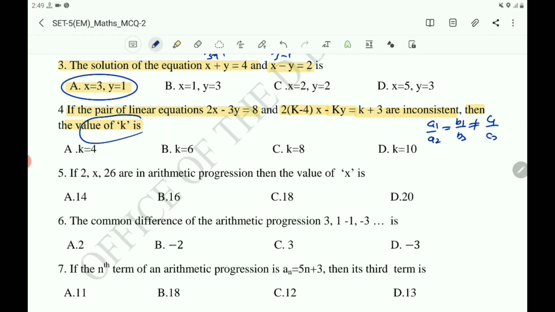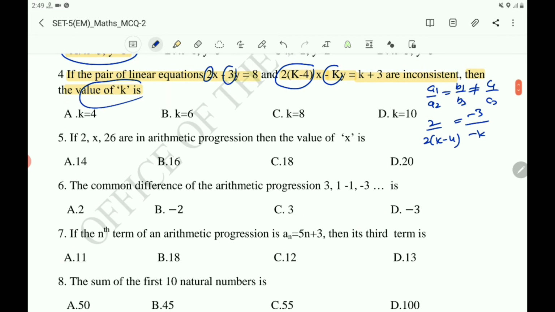Now here a1 is 2 and a2 is 2 into (k minus 4), b1 is minus 3 and b2 is minus k. Now let us solve for k. Do the cross multiplication. It becomes minus 2k into minus 3 into 2 is 6, 6k minus 6k plus 4 2s are 8, 8 3s are 24. You got here minus 6k plus 24.